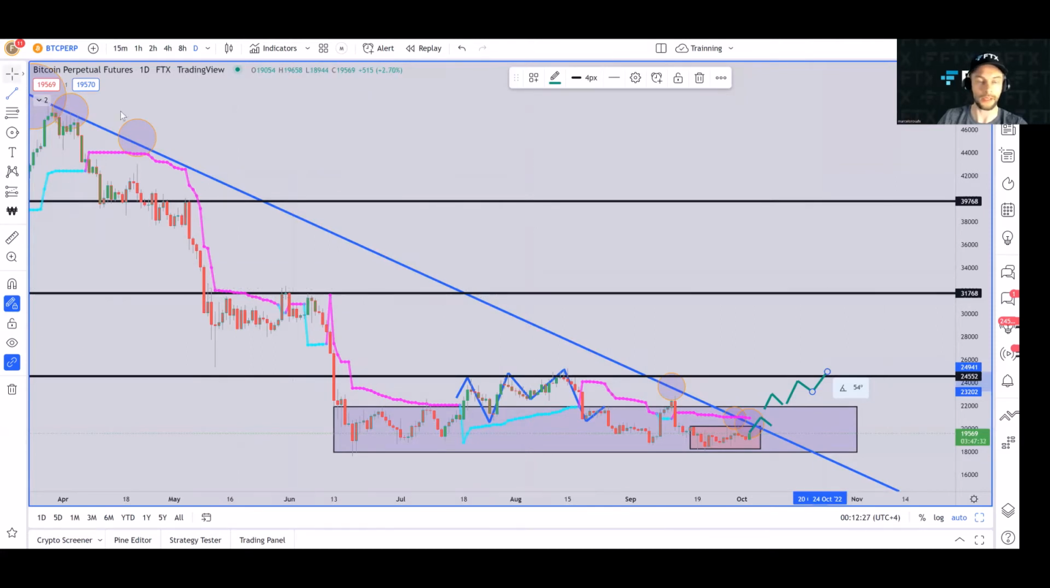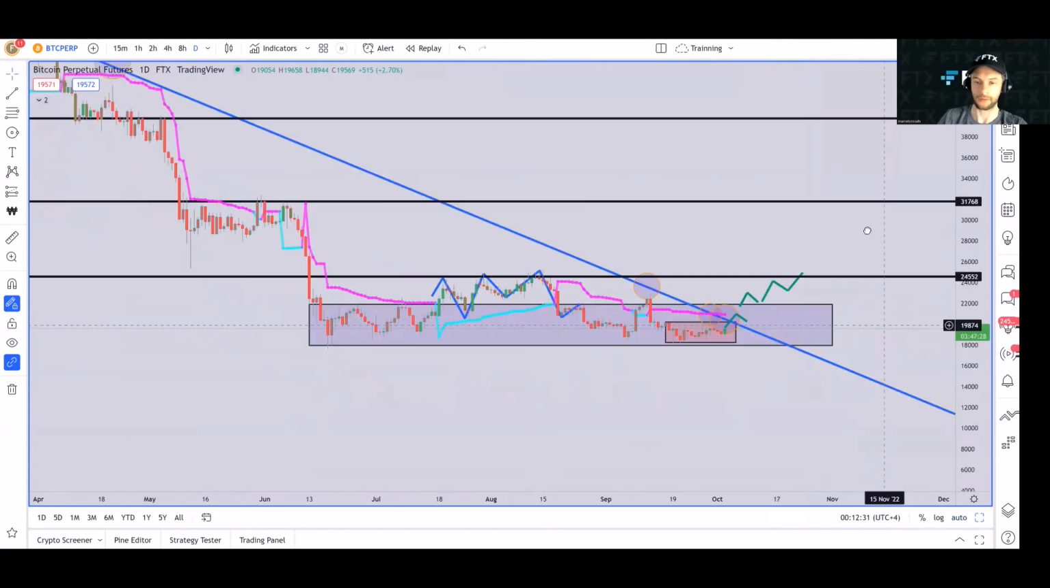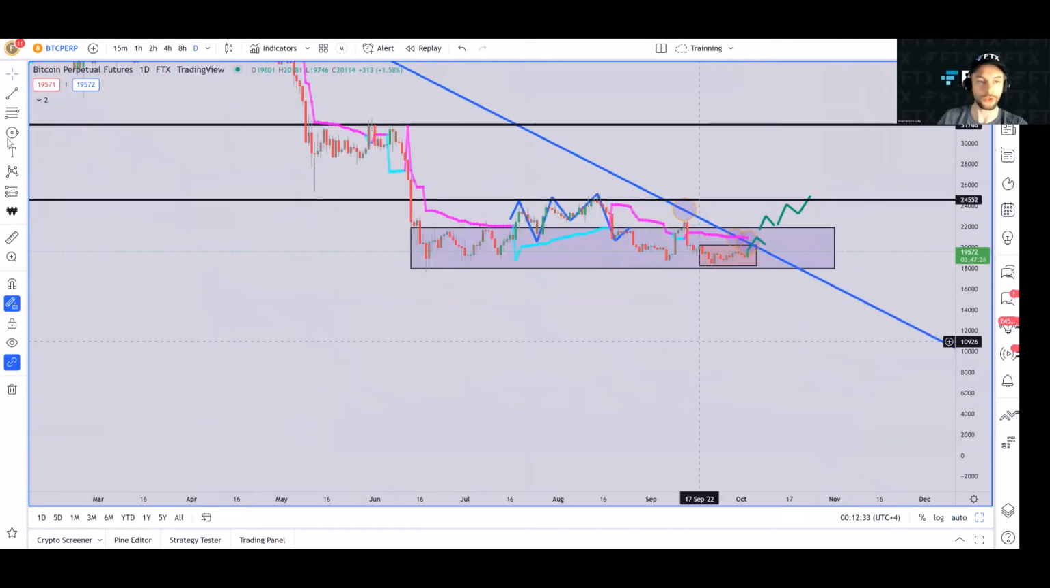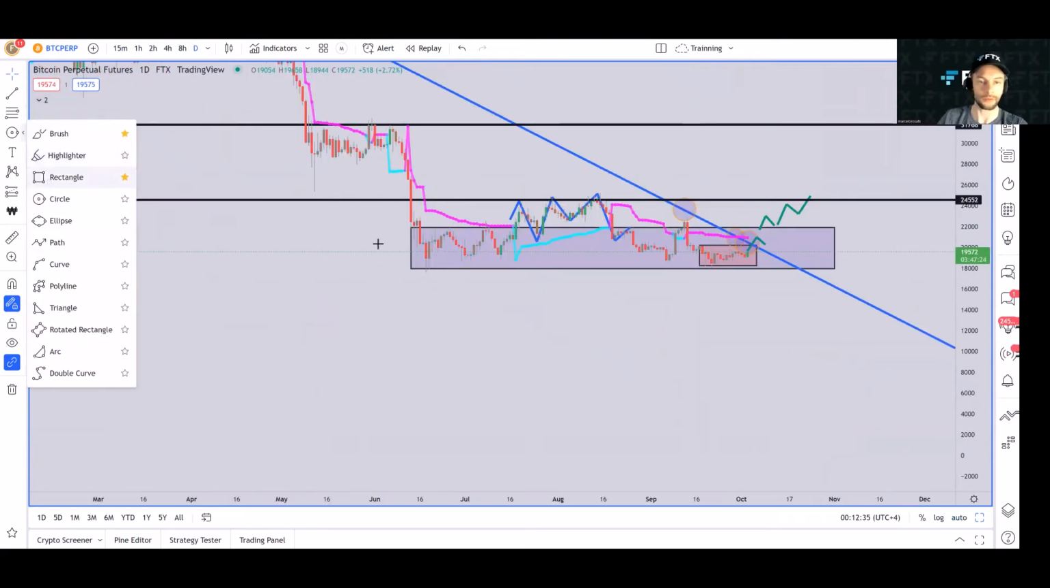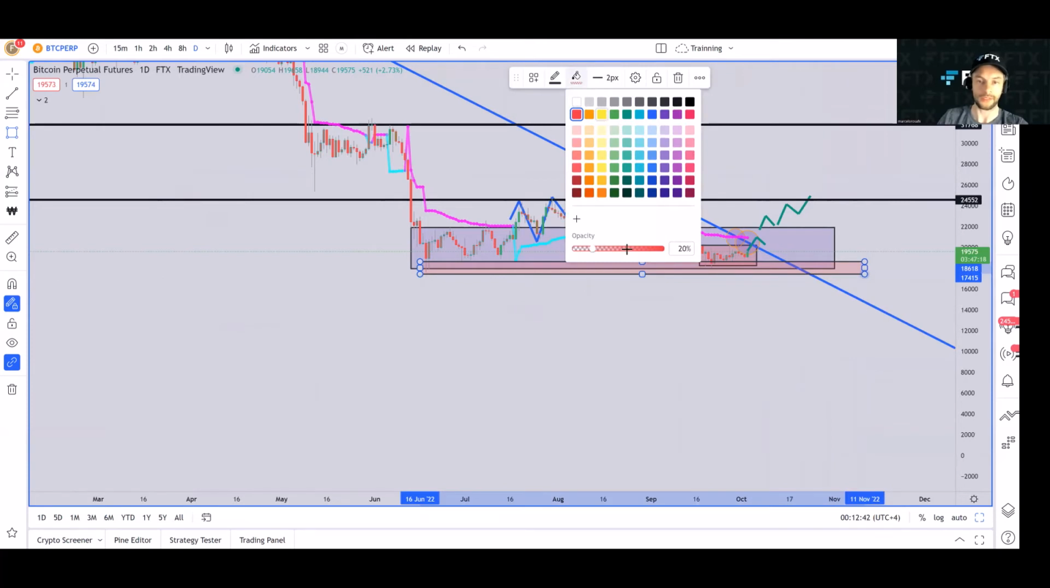Now, if the market decides to break to the downside here, we have this strong level of support right here, where the market is currently serving as a level of support as well.